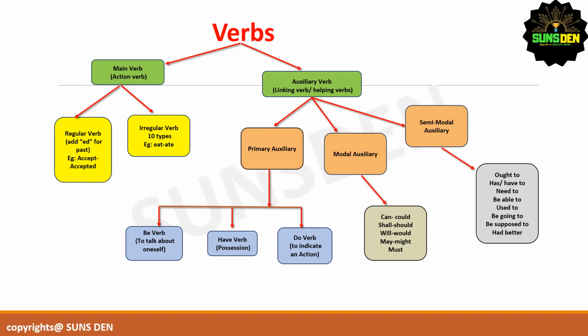And this is the order in which I'll be discussing all of those videos. First, today we'll go through the be verbs, and then I'll discuss the have verb. In the next video you'll get the do verbs, and then it goes on to modal and semi-modal auxiliaries, and finally I'll jump into what a regular verb is and what the 10 different types of irregular verbs are.